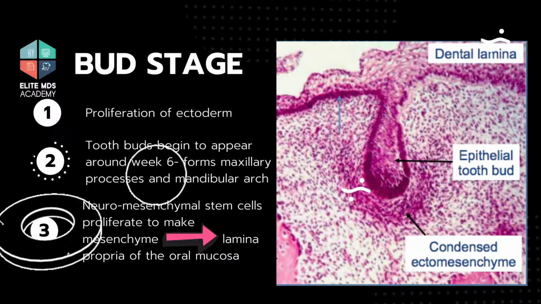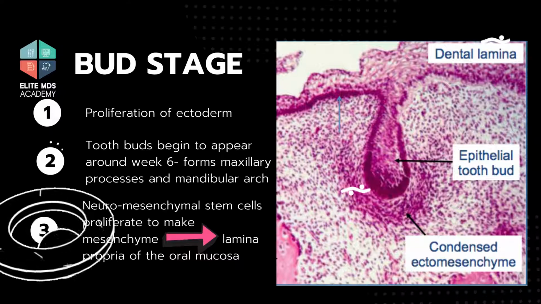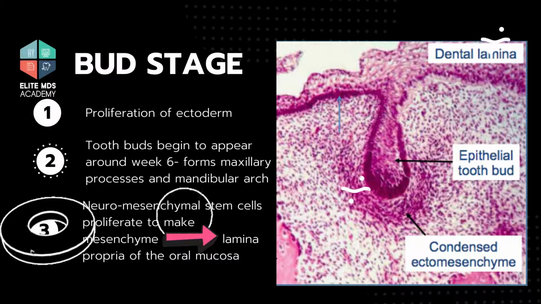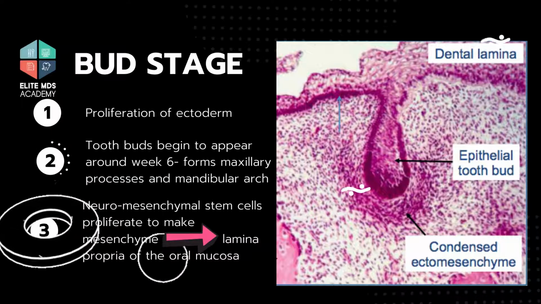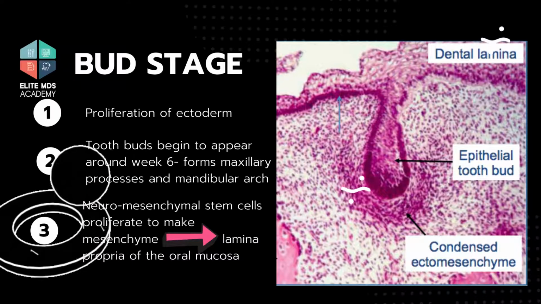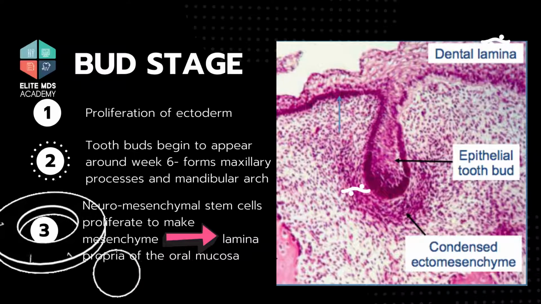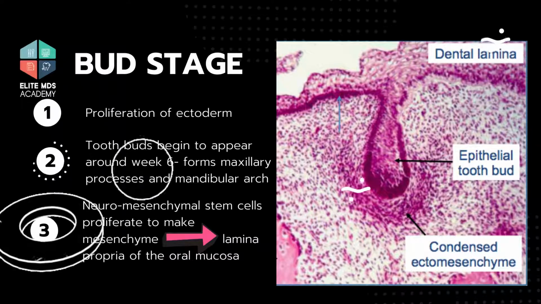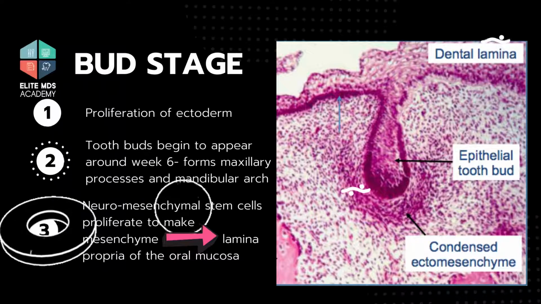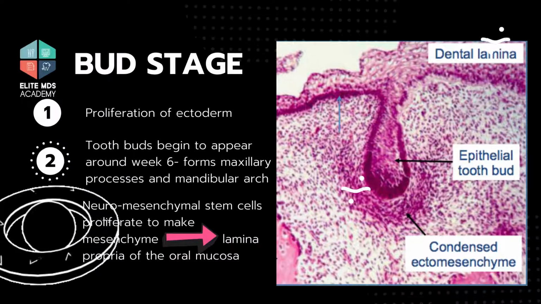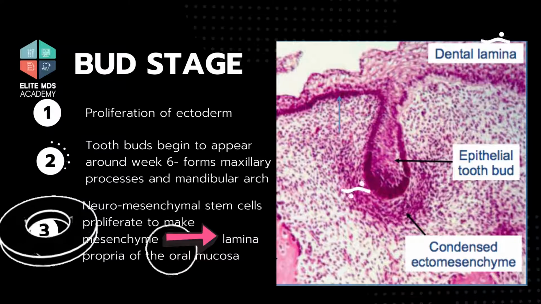Bud stage. Tooth buds begin to appear around week 6, and ultimately 10 tooth buds form on the maxillary processes and mandibular arch. In addition to proliferation of ectodermal cells, neuromesenchymal stem cells also proliferate. This makes the mesenchyme in a tooth bud appear denser than the mesenchyme in nearby regions that form the lamina propria of the oral mucosa.